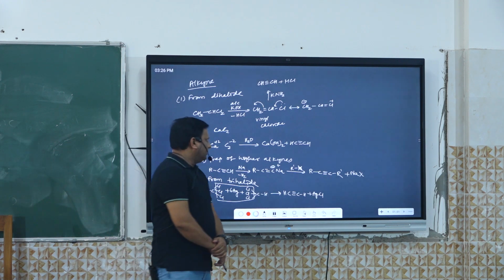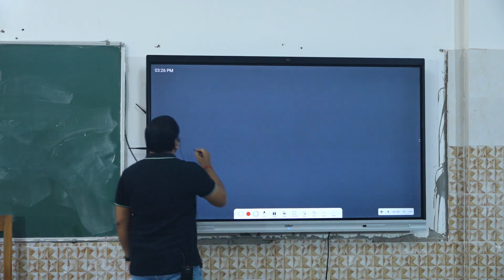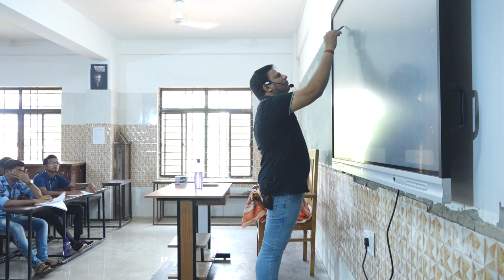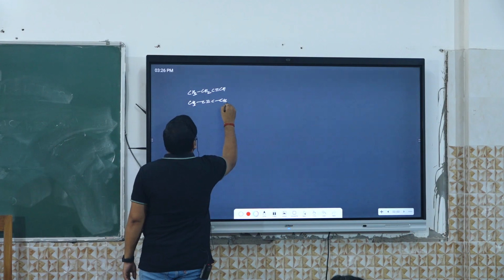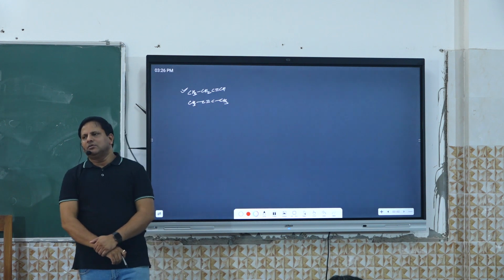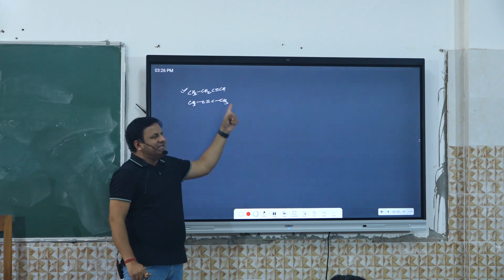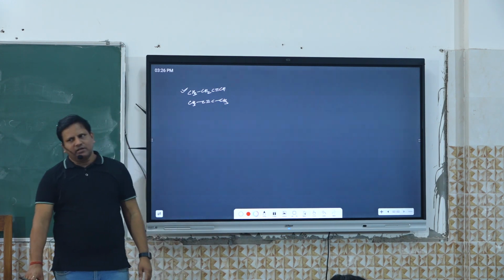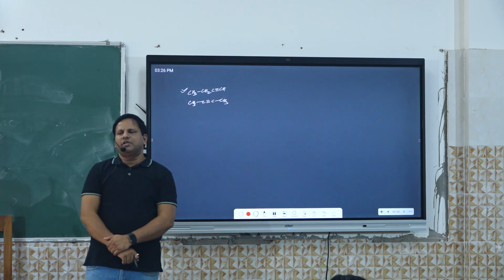Then among the alkynes, if we compare the acidic character of terminal alkyne and intermediate alkyne, the terminal one is much more acidic as compared to the intermediate alkyne. The reason is that here the hydrogen is present with sp hybridized carbon, but in the next case it is not so. Okay, so clear.